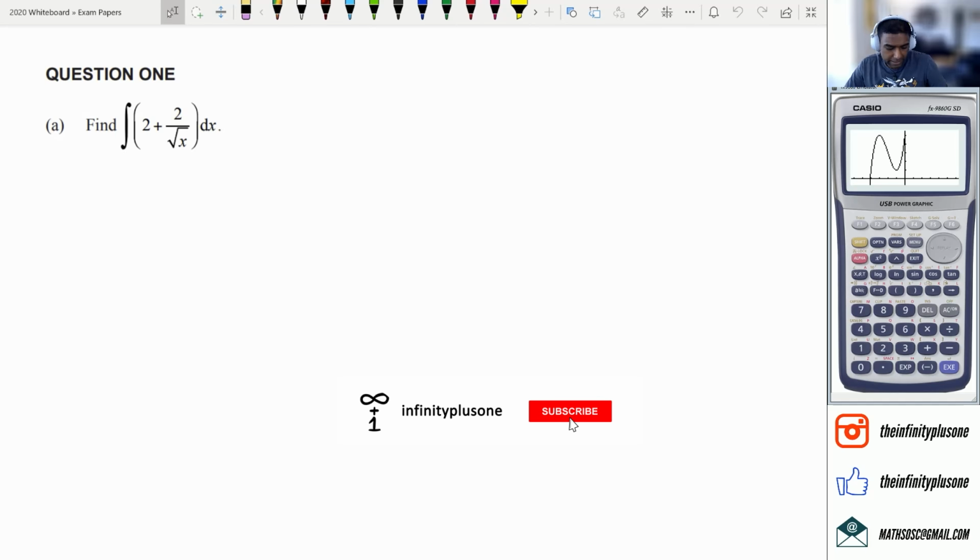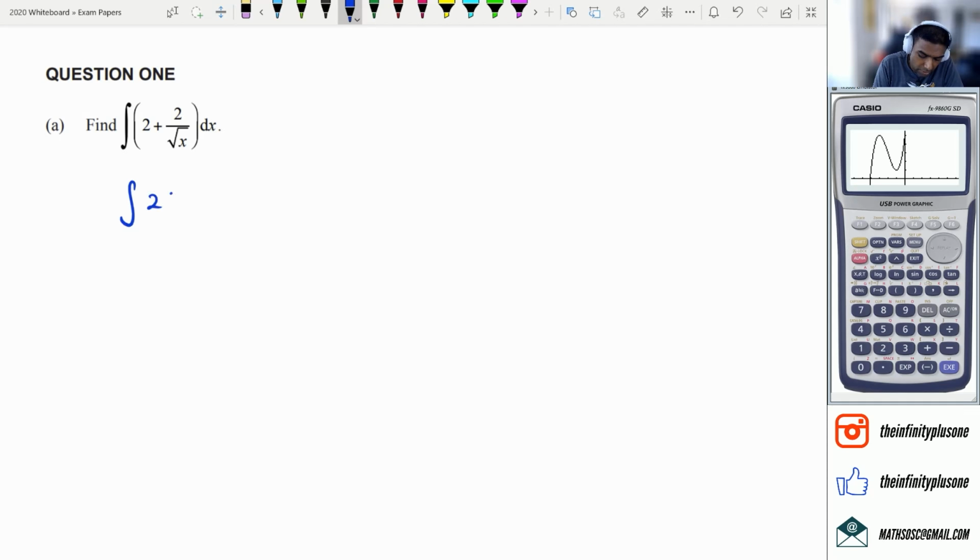All right, guys, so we are getting into this. Question 1A: as always, we have a nice and simple little integration question to start the paper with. So we're going to integrate this. But before we integrate, we need to bring that square root of x to the numerator and write it in power form so that it's easier to understand. So I'm going to rewrite this as 2 over x to the power of half dx. Then I'm going to bring the x to the power of half to the numerator, and when I bring it to the numerator, it becomes minus half.